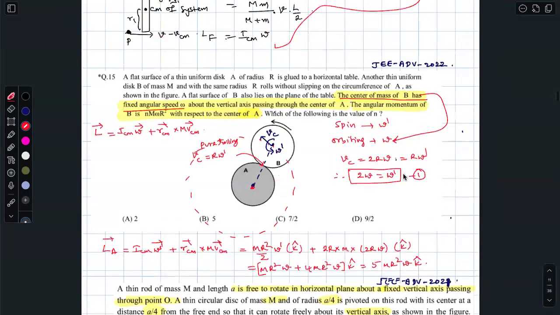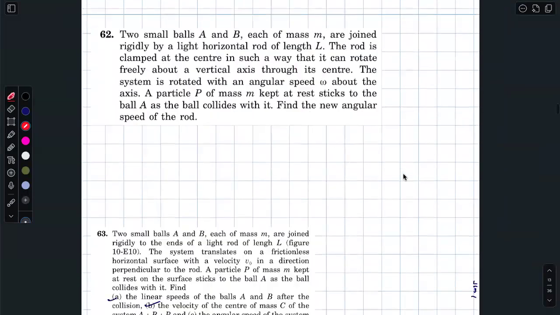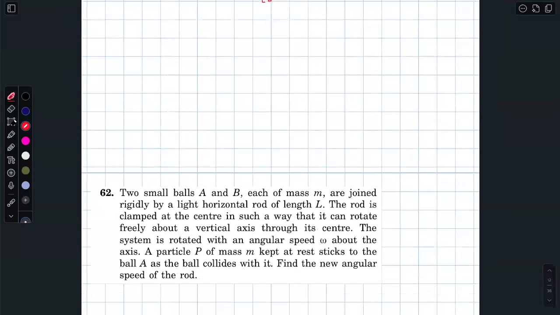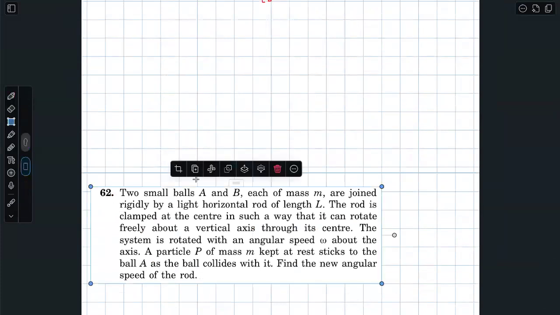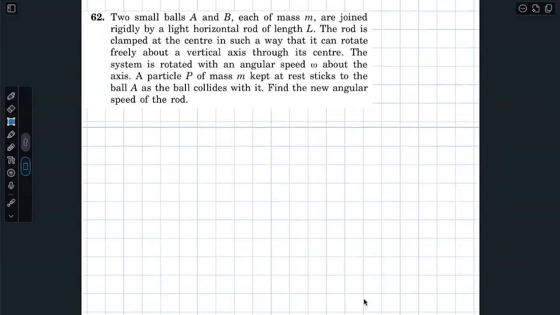See, I don't see 22, same question came, 21 same question arrived. Almost same. Right. 62. Make sure that you do this question. Read the question carefully first. Really, this is a simple question. This is also from H.C. Verma.